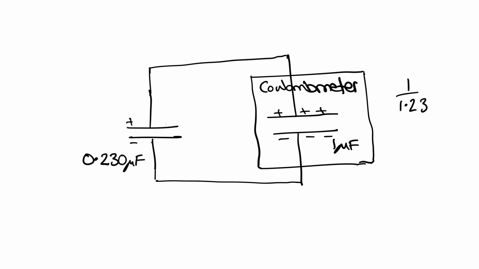And that means the capacitance that I get for this method should be 1 over 1.23 of the real capacitance. And if I calculate 1 over 1.23 of the 0.230 microfarad capacitance, that gives me 0.187 microfarads, which is close to the 0.170 microfarads that I got from my graph. So I think we've satisfactorily explained the systematic error.